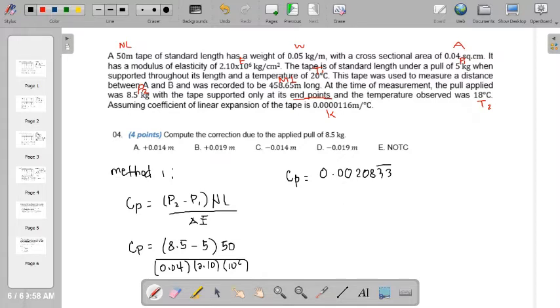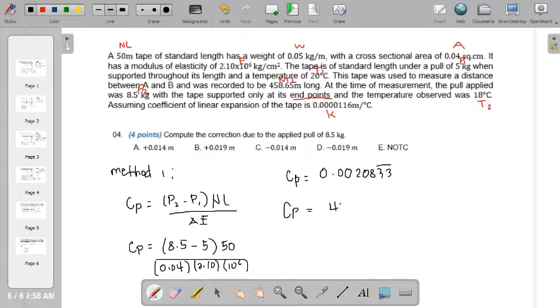Now we need the whole stretch, okay? So from point A to point B. What you need to do is to get the number of 50-meter lengths in the whole stretch of the line A and B, so we get the total.